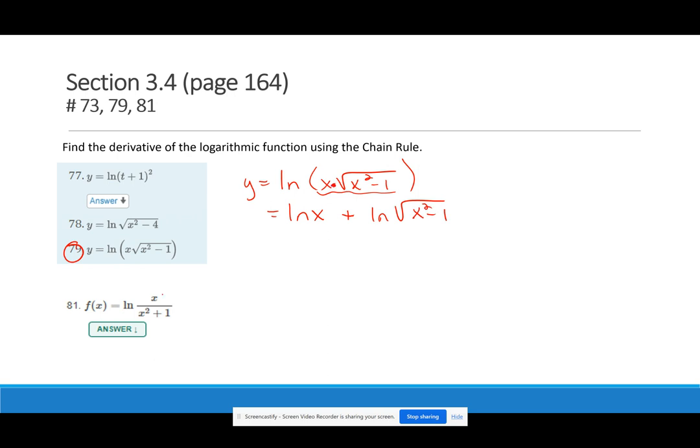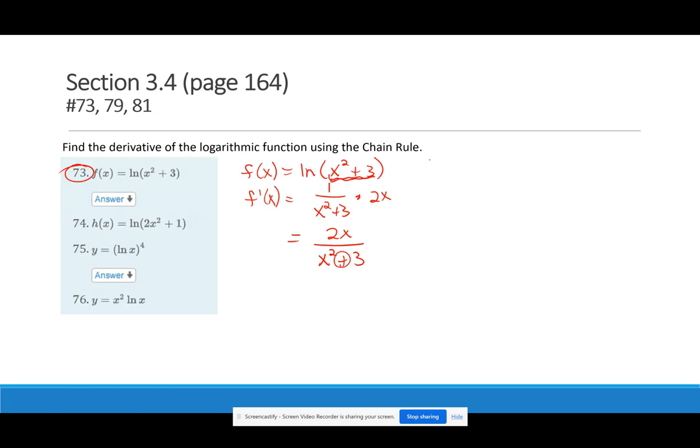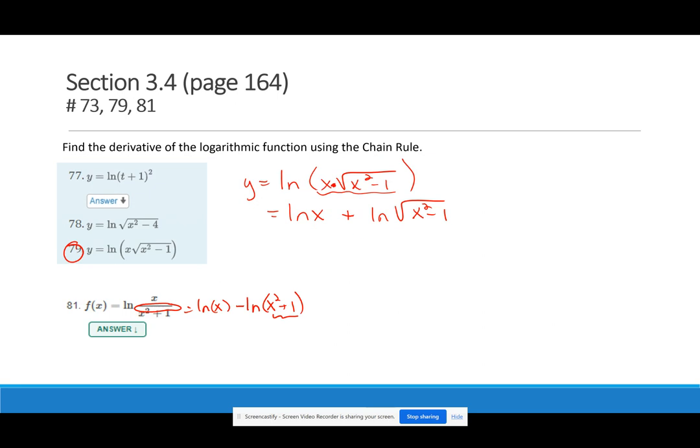So that's very helpful. Like here, I could change it into the natural log of x minus the natural log of x squared plus 1. Now, you can't separate out these pluses, like here, x squared plus 3. That's not the natural log of x squared plus the natural log of 3. That's not what the log properties say. It says if you have a product, you can rewrite it as the sum of these two logs, okay? And if you have a quotient, you can rewrite it as a difference of the two logarithms.